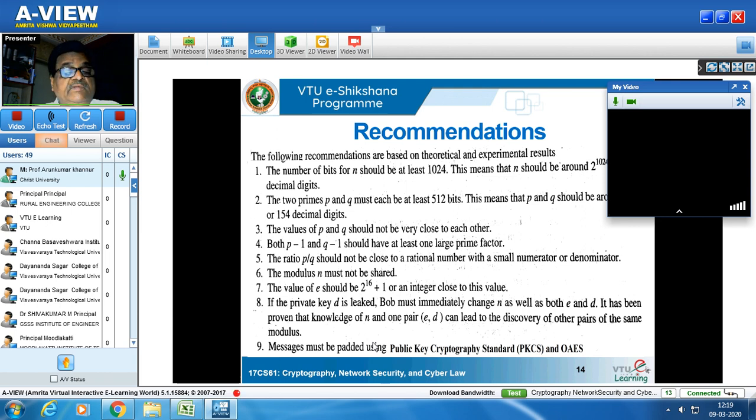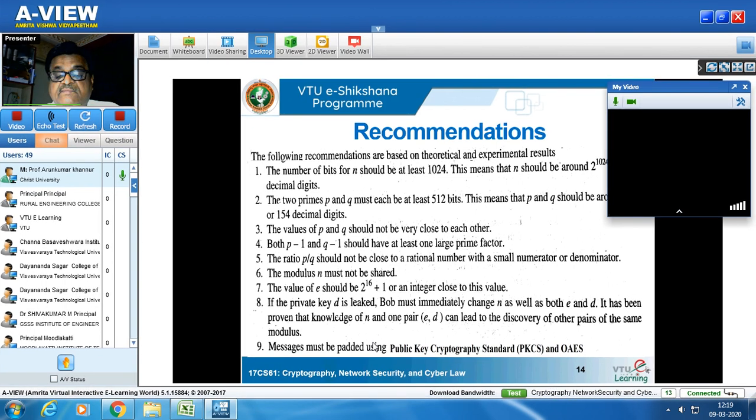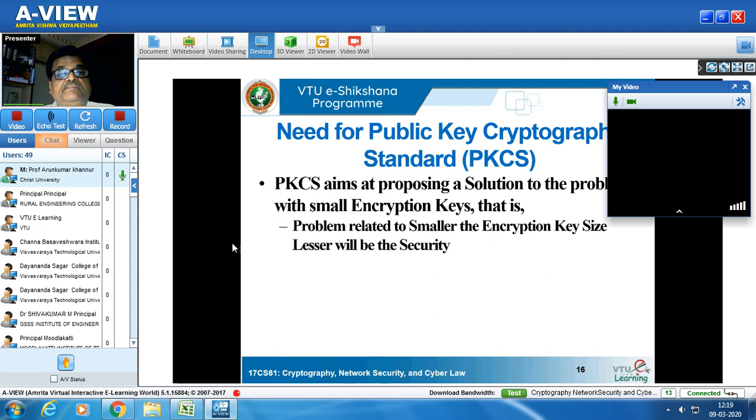It has been proven that knowledge of N and one pair of encryption and decryption can lead to the discovery of other pairs of the same modulus. Ninth recommendation is messages must be padded using public key cryptography standards and OAEP. So all 8 must be used, and the ninth one, the public key cryptography standard, is the area of our focus today. What is public key cryptography standard?